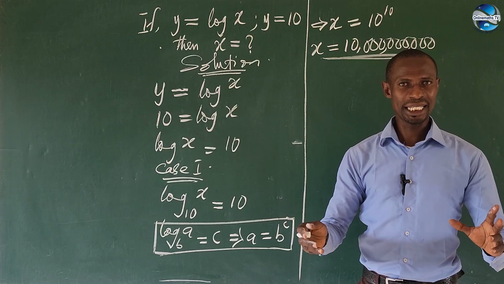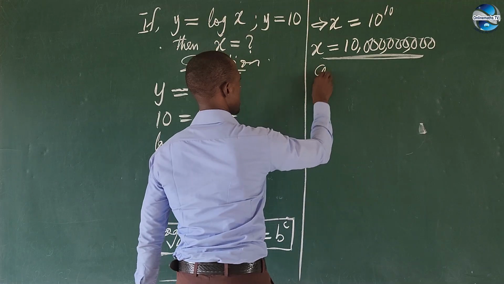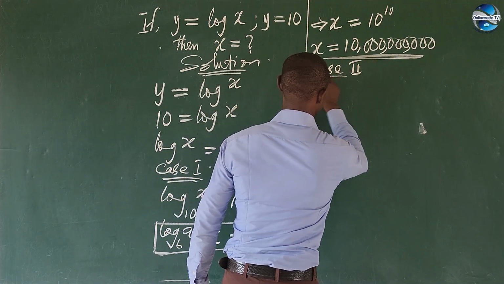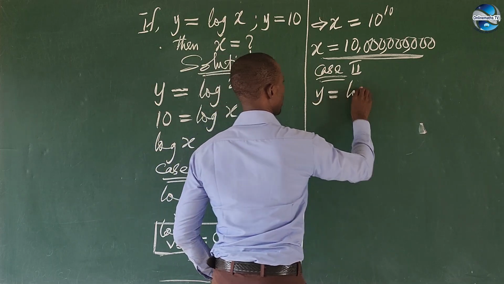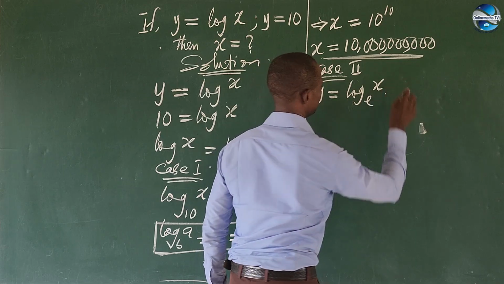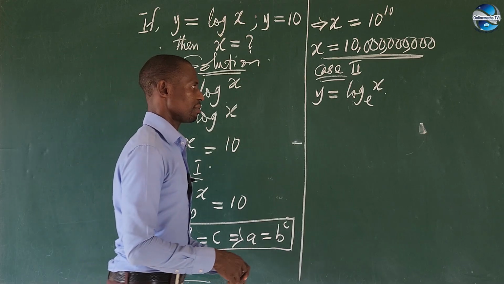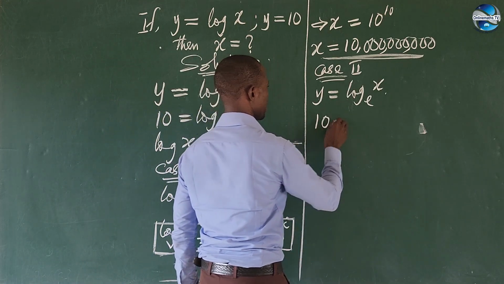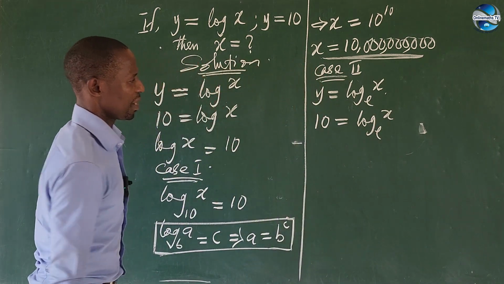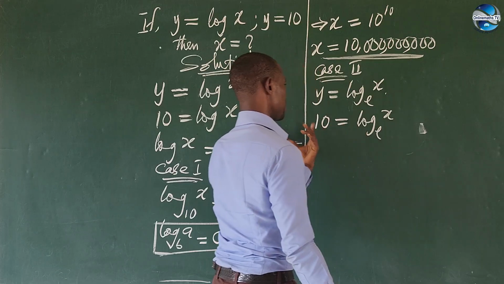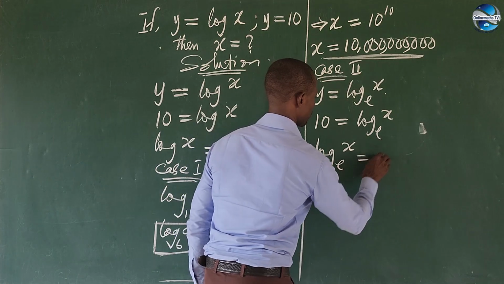So let's take the second case scenario where we have it to be base e. So we have case 2. We take y to be equal to log x base e. e is also a natural base number. So we put in our 10 here. So we have 10 is equal to log x base e. If we move this to this side, this gives us log x base e equal to 10.